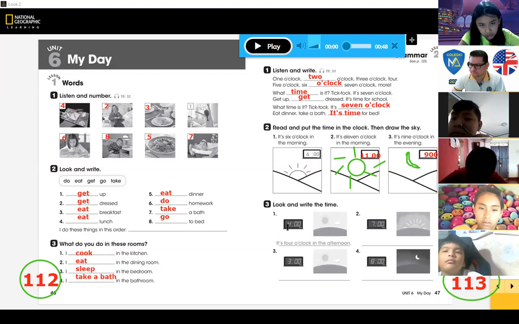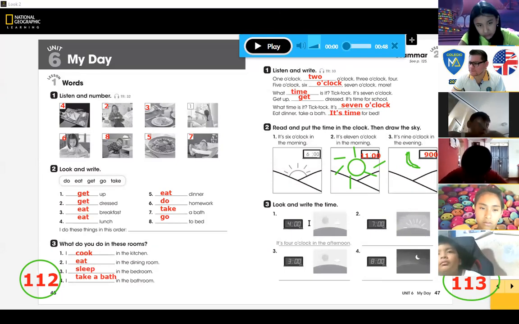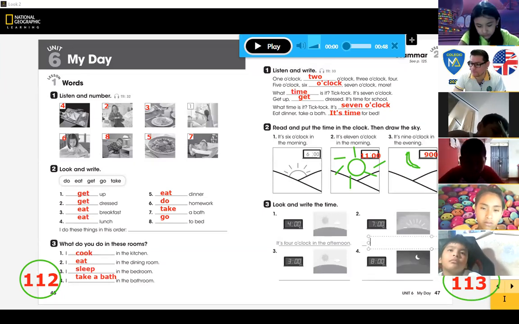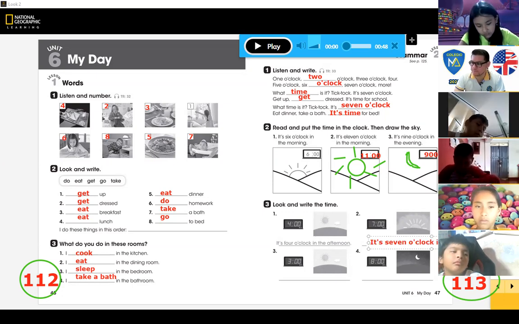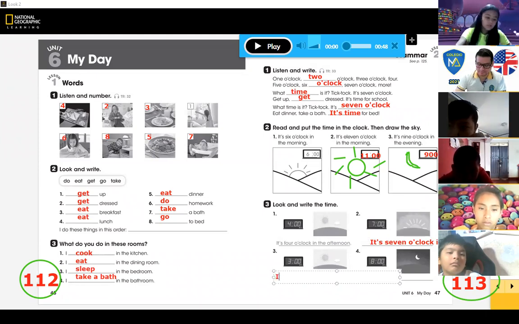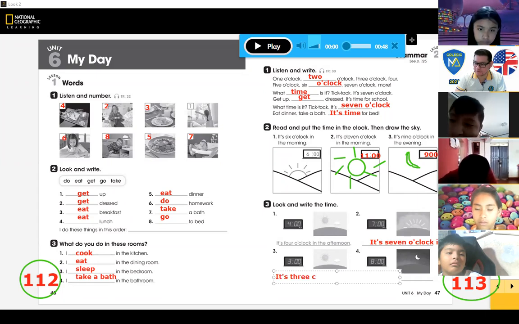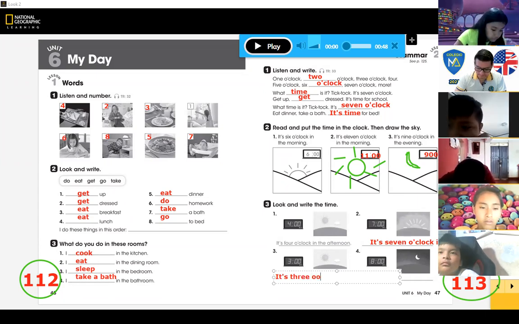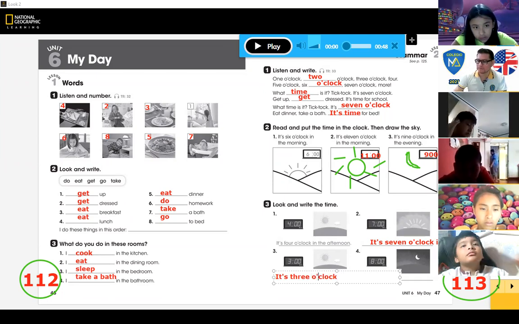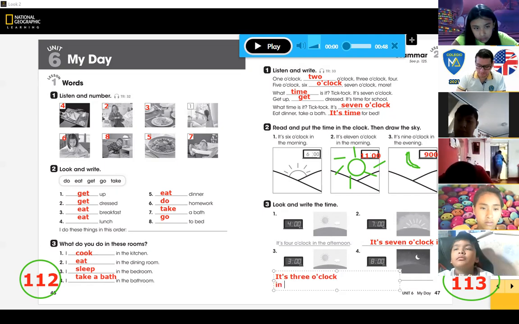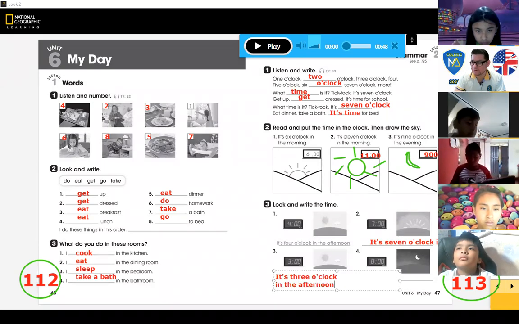The last part. Look and write the time. Number 1, it's 4 o'clock in the afternoon. Number 2, it's 7 o'clock, no? In the morning. Number 3, it's 3 o'clock in the afternoon, right? It's 3 o'clock in the afternoon.